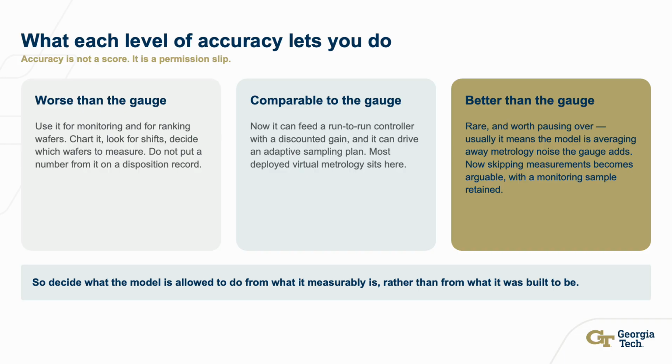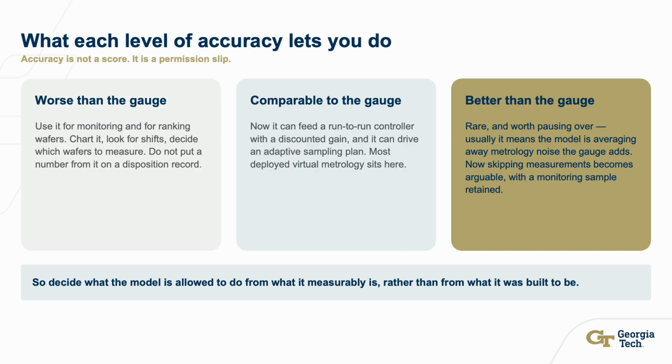What it should not do is put a number on the disposition record. Comparable to the gauge within a factor of 2 or so, now it can feed a run-to-run controller with a discounted gain, and it can drive an adaptive sampling plan. Most deployed virtual metrology lives here. Our model at 0.555 against a gauge of 0.22 is at about 2.5 times the edge of this band.